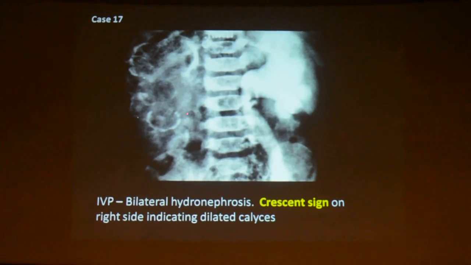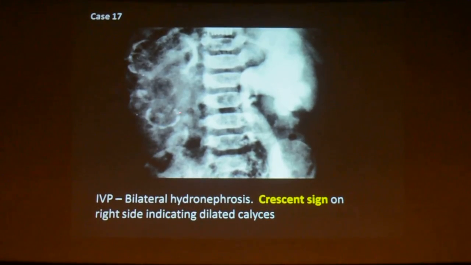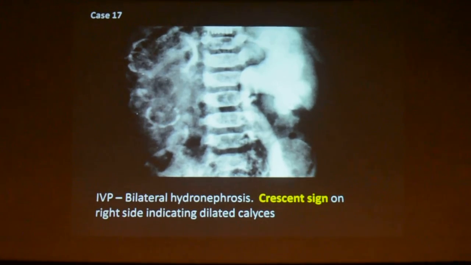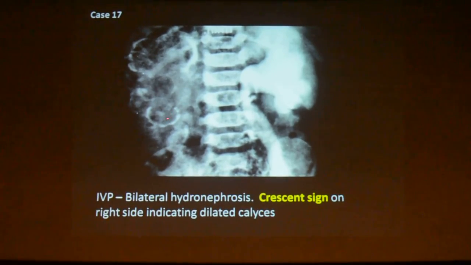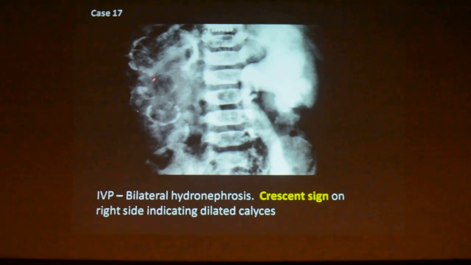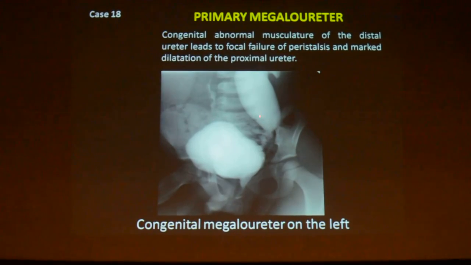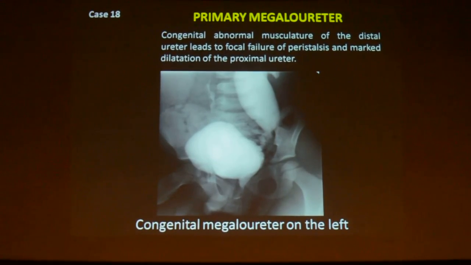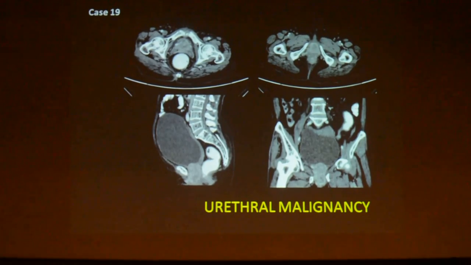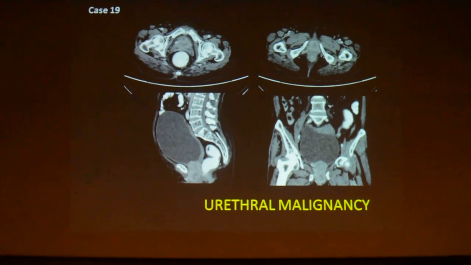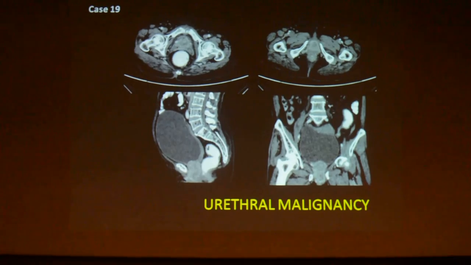Bilateral hydronephrosis. The so-called sign you're supposed to write is the crescentic sign on the right side, indicating a dilated calyx. And if you take this after 24 hours, this will be filled with contrast in the hydronephrotic calyx. Congenital megaureter on the left side. Urethral malignancy: you see this at the neck of the bladder, extending from the urethra into the bladder.